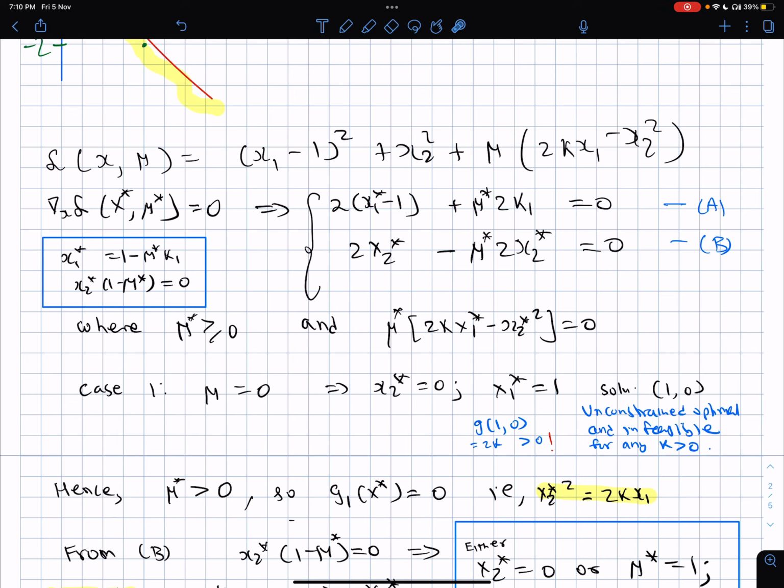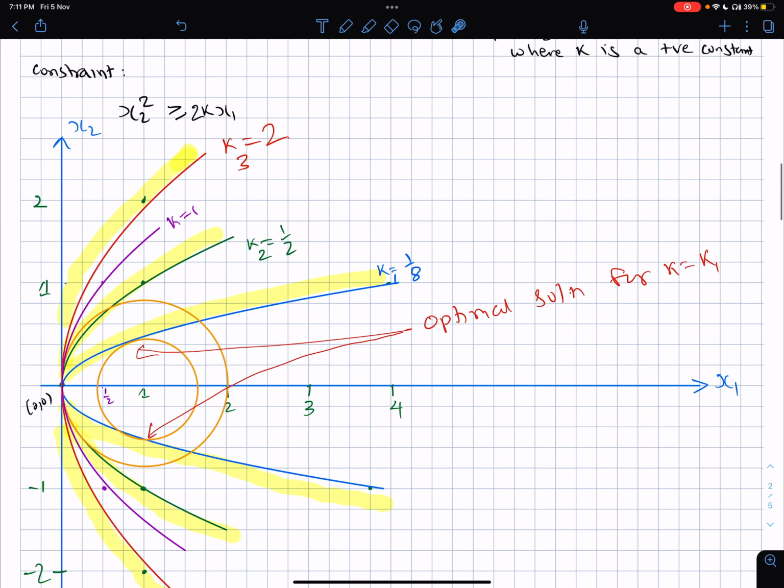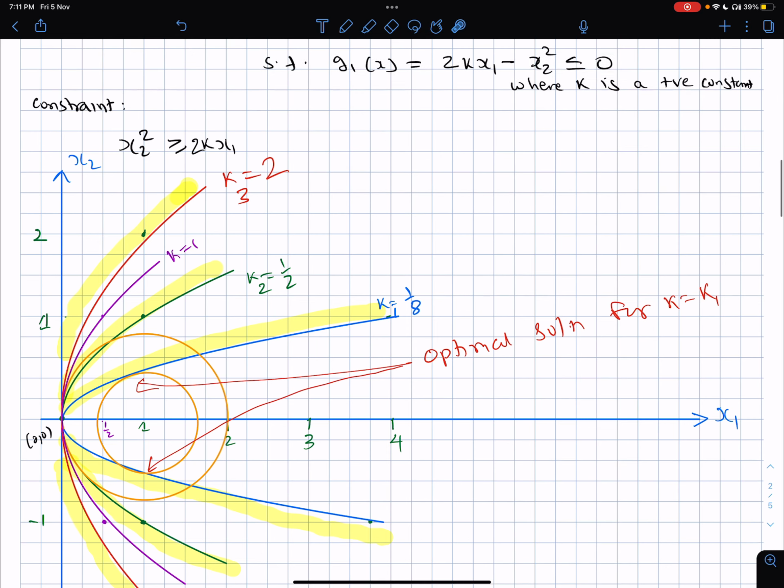If mu is 0, then what does this say? This says x2 star into 1 is equal to 0. So therefore x2 star becomes 0. If x2 star is set to 0, then what happens to x1 star if mu is set to 0 here? x1 star becomes 1. So what is the point you have got? 1 comma 0. But what is the point 1 comma 0? It is the center of the circle, and it is very clear that the center of the circle is infeasible.